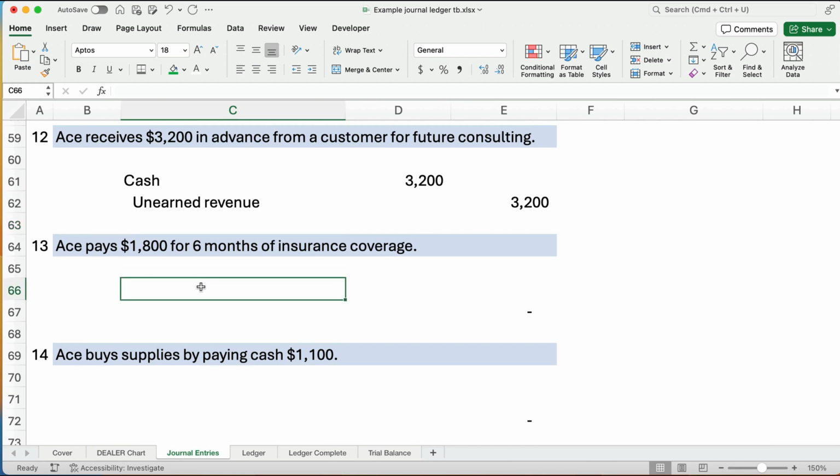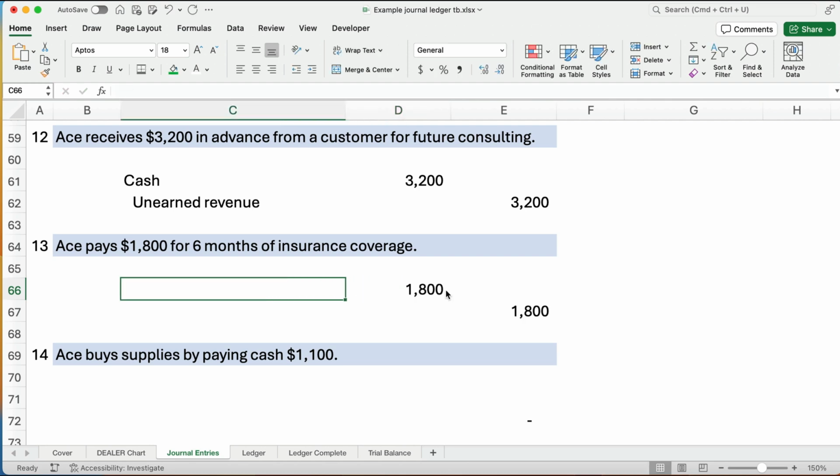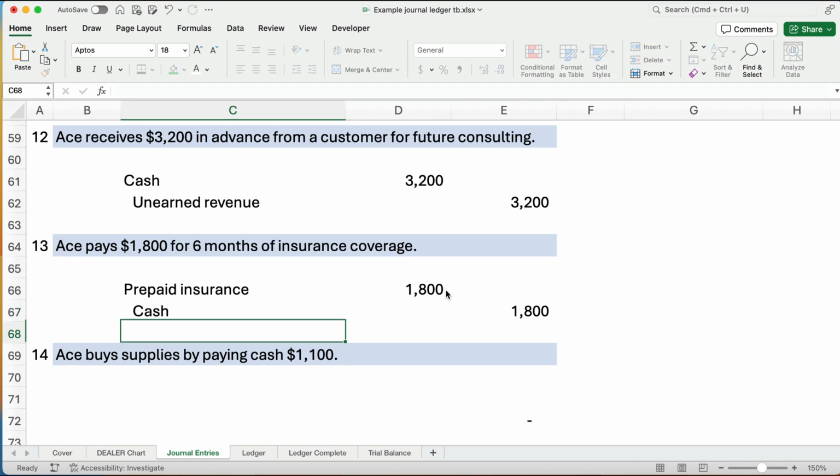All right, number 13, ACE pays $1,800 for 6 months of insurance coverage. Now, you're tempted to say insurance expense, but this is for 6 months of insurance coverage, we're really buying an asset for 6 months. And so therefore we're going to use an account called Prepaid Insurance. This Prepaid Insurance is an asset account that goes up, and then cash is an asset that goes down. All right, so then over time in Chapter 3, when you start talking about adjusting entries, we'll adjust that month by month and have insurance expense each month. Even though we pay it every 6 months, we have an expense as we use it up every month. How much is the monthly expense? Well, 1800 divided by 6 is going to be $150 per month.